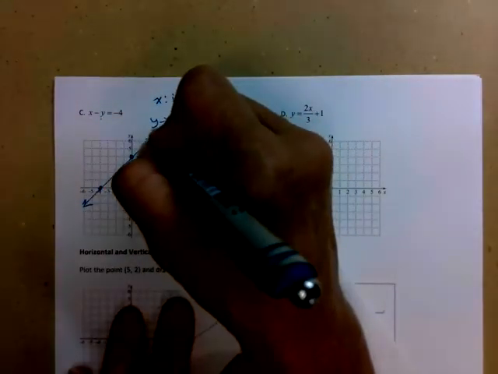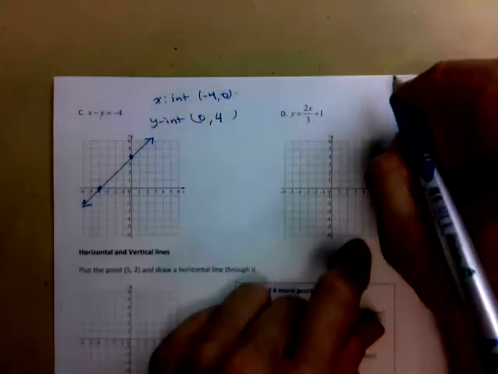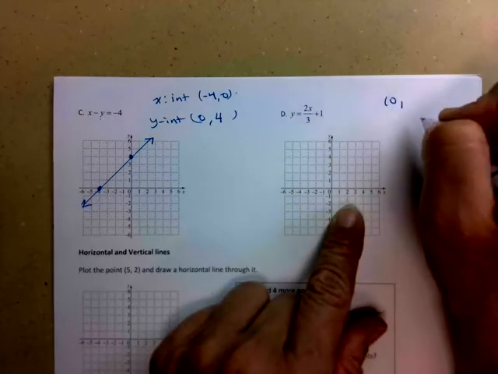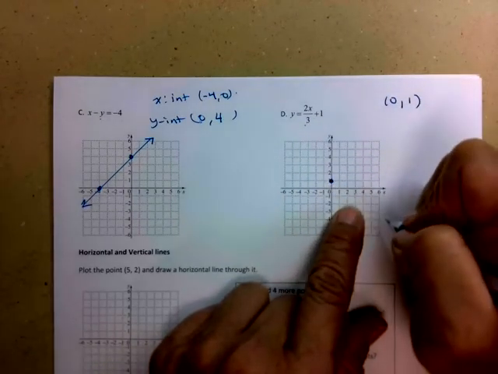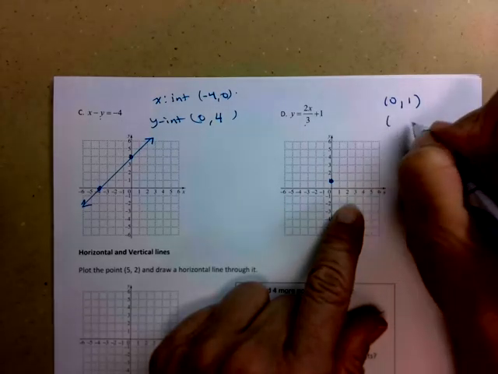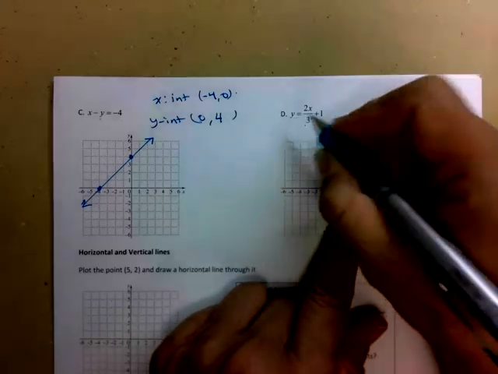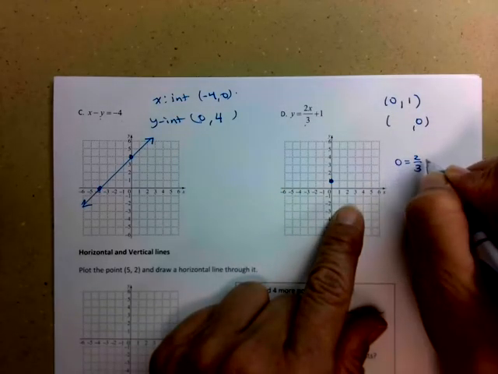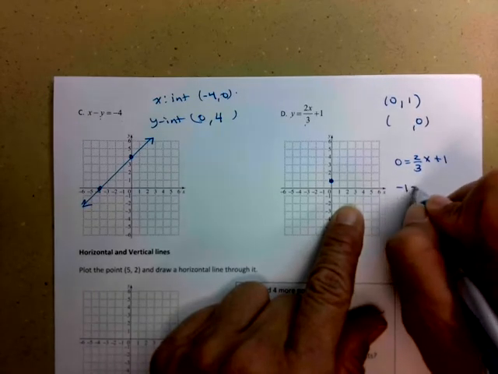And there we go. Okay, and finally, if x is 0, y is 1, that was a nice one. And then the other one, if y is 0, I'll write that here, 2/3 x plus 1. I'm going to subtract 1 from both sides.